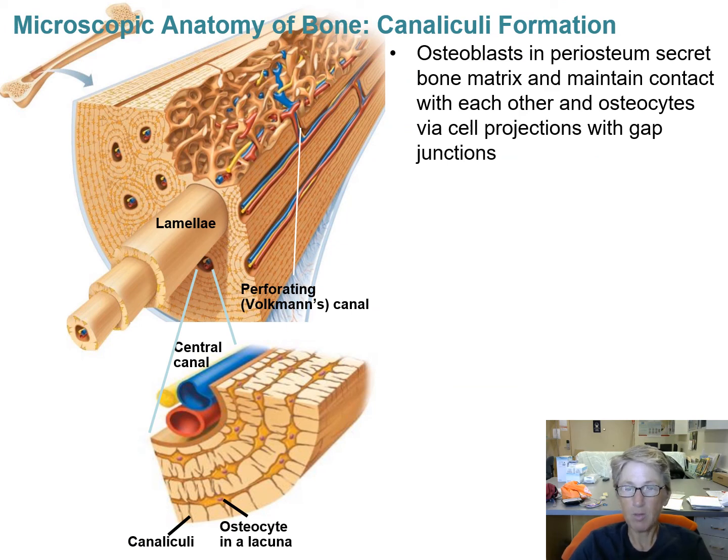Okay, so this cartoon talks about the osteoblasts and the periosteum. So here's periosteum out here. Osteoblasts and the periosteum secrete bone matrix, and they maintain contact with each other via cell projections with gap junctions.